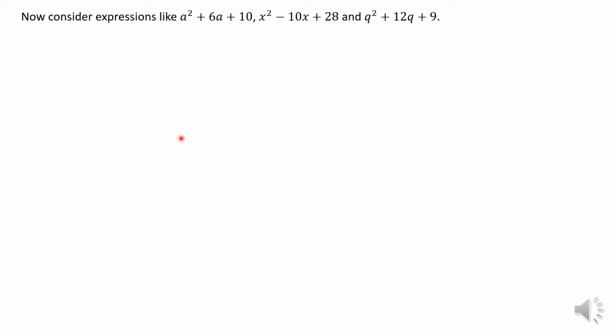It is worth noting that not all expressions are perfect square trinomials. When you quickly look at this particular one, you'll see that half of 6 is 3, squaring that gives us 9, but this is a 10. The same here, we've realized half of negative 10 was negative 5. When you square negative 5, you get positive 25, but here you have 28. Half of 12 again is 6. When you square 6, you get 36, so you are off by quite some number there.